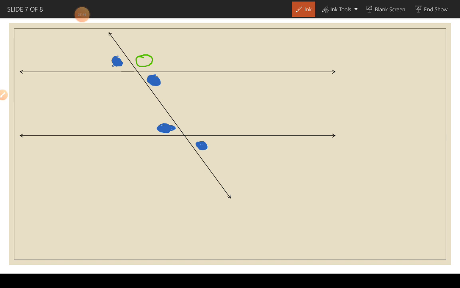And then I have these angles. Now this angle is going to be congruent to this angle because it's vertical angles. This angle is going to be congruent to the bottom because it's corresponding. And then this angle is going to be congruent to that angle because they are vertical angles. Again, they're also corresponding. A lot of different vocabulary here.